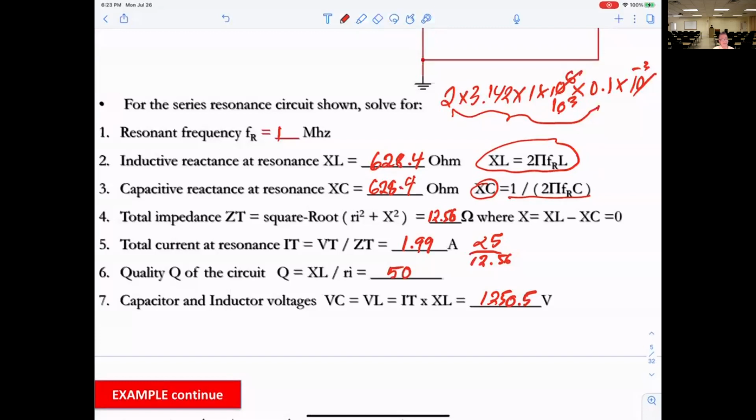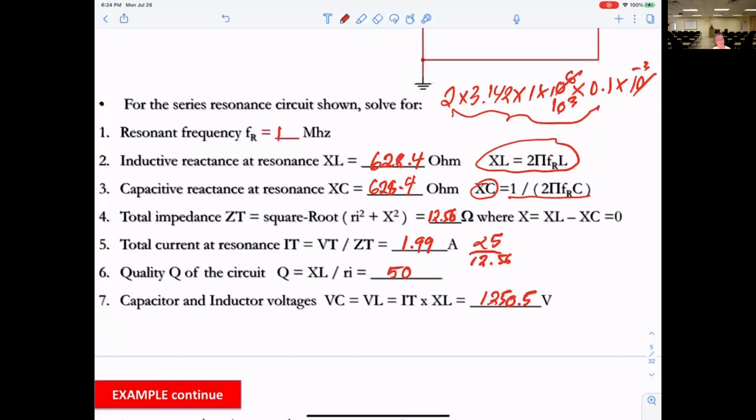So you can say that are very, very simple. Just know which formula can be used to do the calculation. And make sure for the series resonance at that frequency, XL cancel out. Okay, up to number 7.